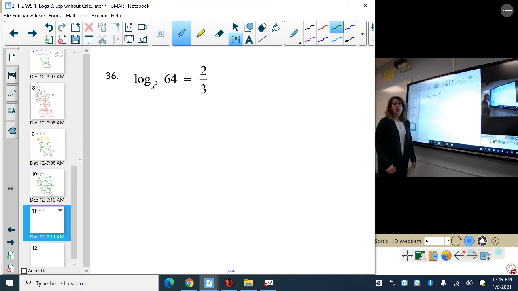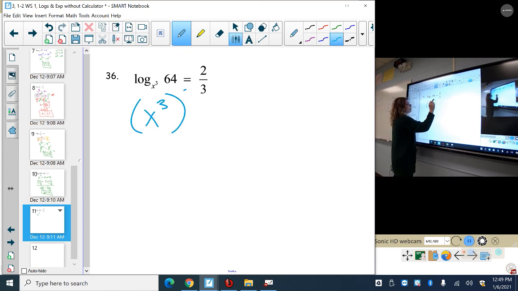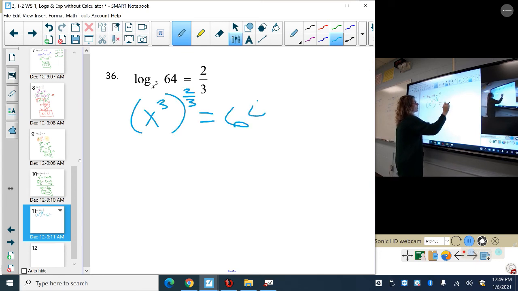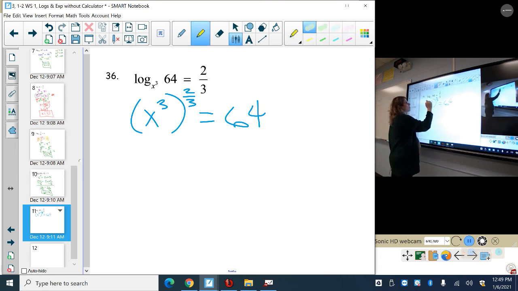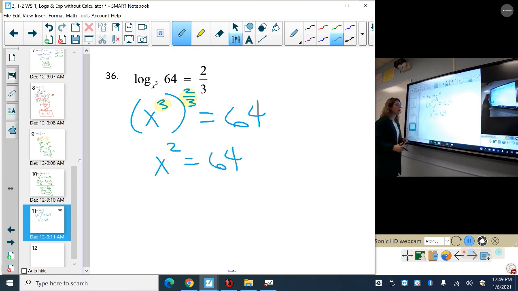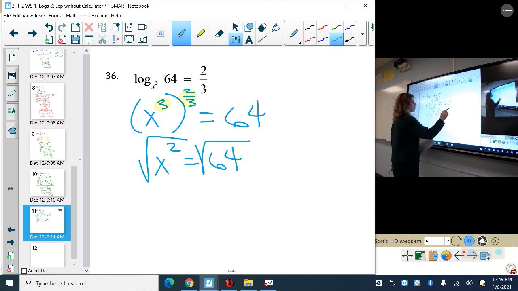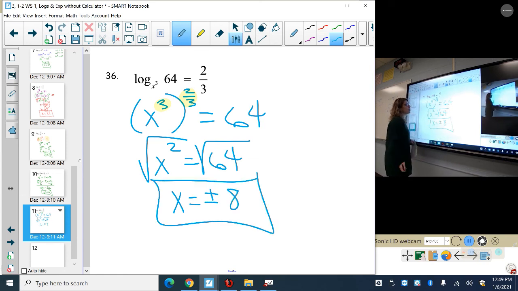The last problem I'm going to do for you is going to be problem 36. My base is going to be x cubed, and raising that to the 2/3 power is equal to 64. Okay? These two powers can be multiplied together to give you x squared. How do I solve x squared is equal to 64? I'm simply going to take the square root of both sides. So x is equal to, as soon as I do the square root, I must add the plus or minus there, and it is equal to 8.